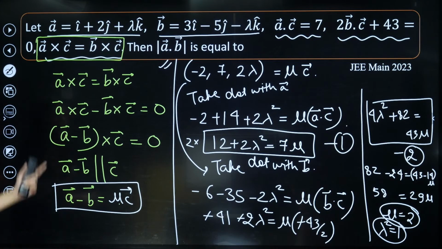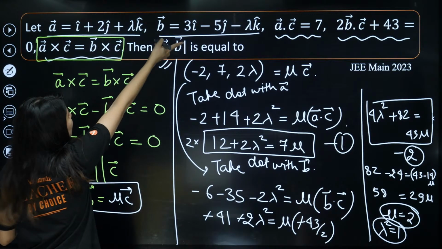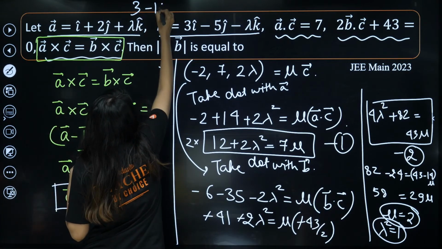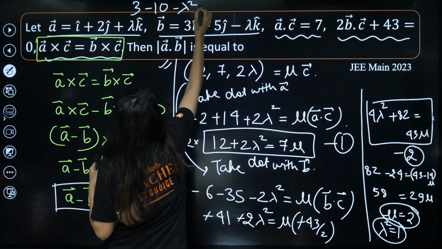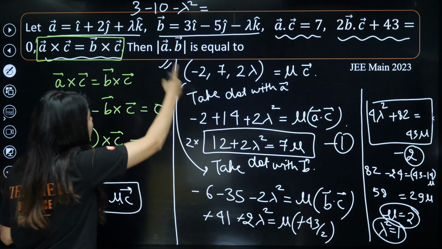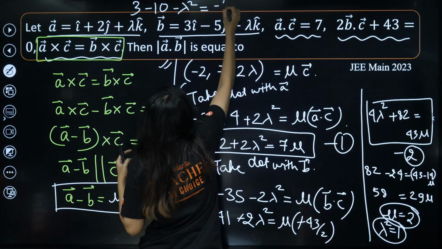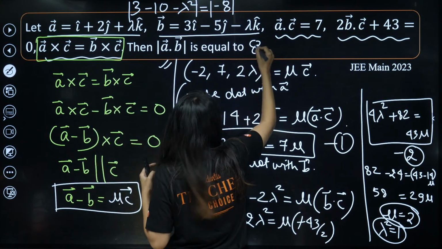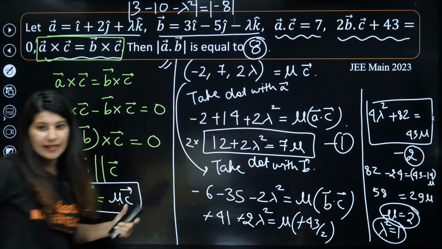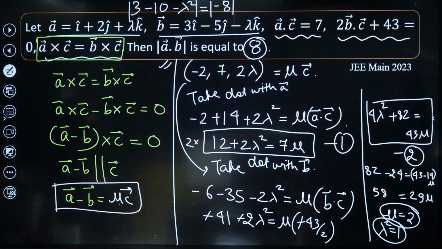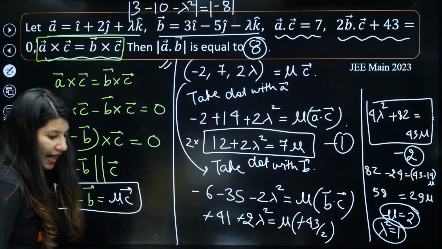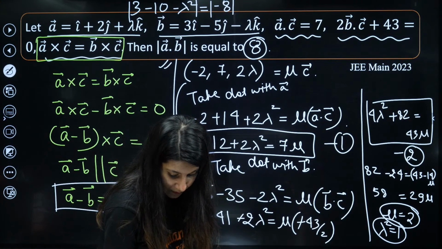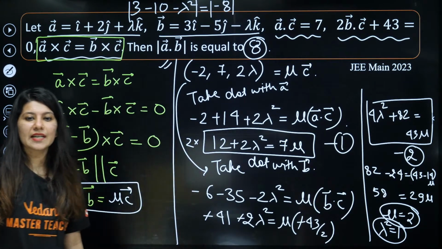A dot b will be equal to, take dot product, you will get 3, you will get minus 10 minus lambda square. Lambda square is 1, so that would be minus 8, but mod of that value, so the answer of this question will be 8. A big fat 8. Yes? Tell me in the chat box whether it is an alpha question or beta question or gamma question.